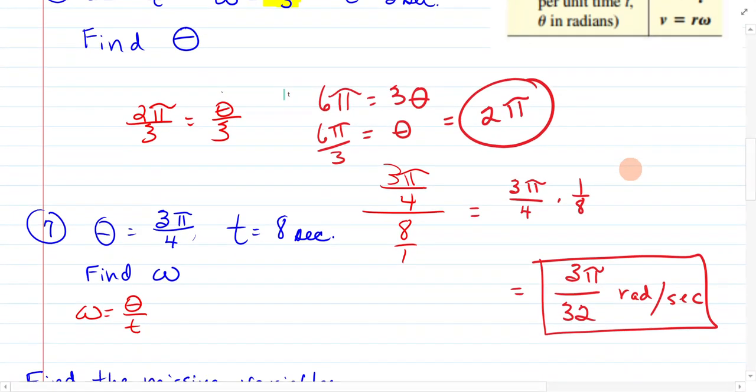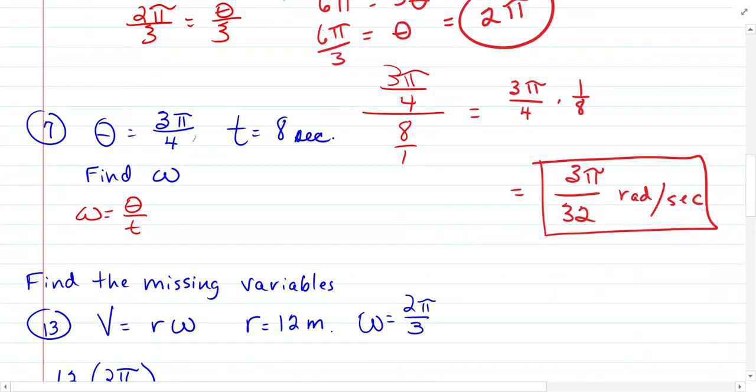All right. In this next one, theta is 3 pi over 4, T is 8 seconds, W equals theta over T. So it's 3 pi over 4 over 8 over 1. Just flip that. So you've got 3 pi over 4 times 1 over 8. That's 3 pi over 32 radians per second.